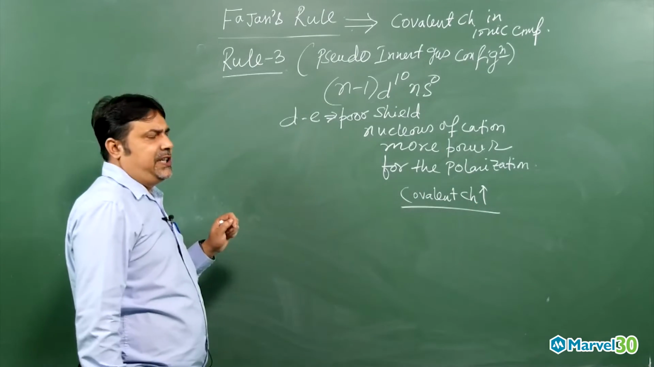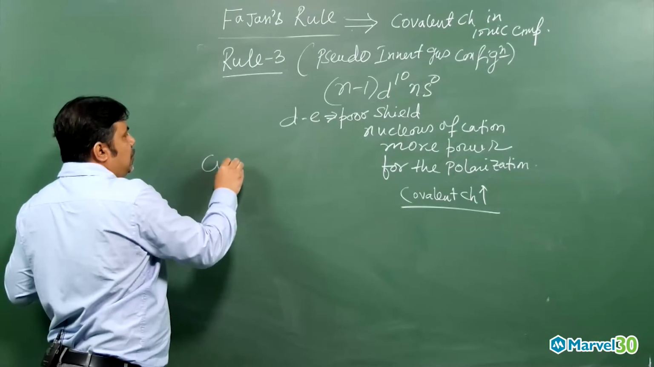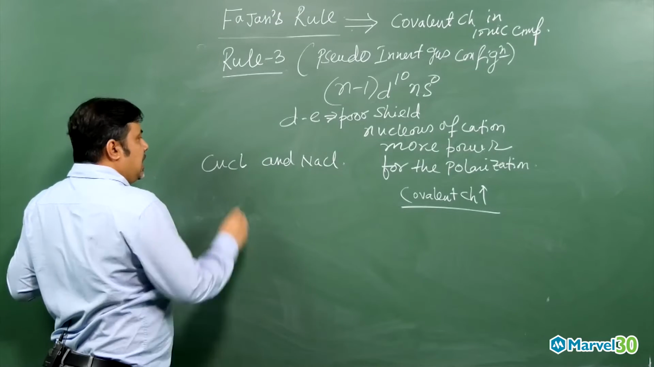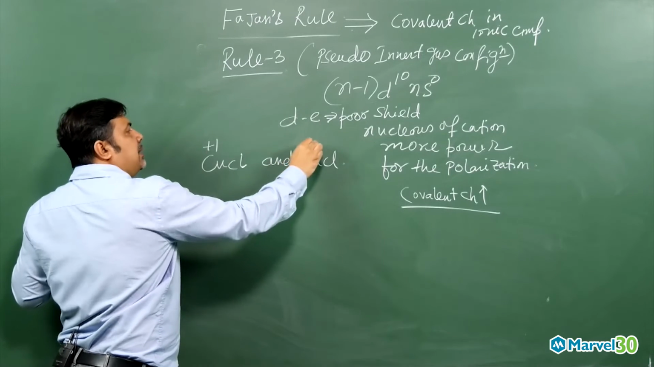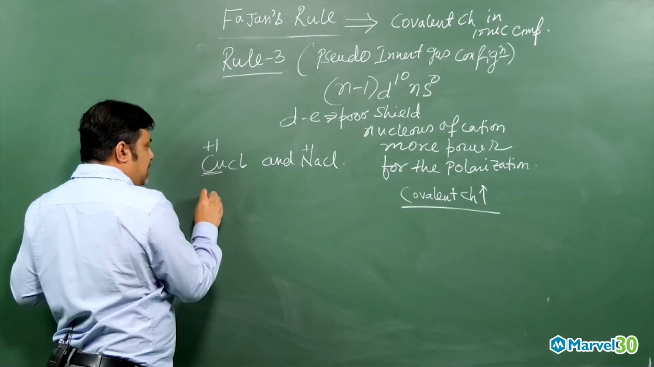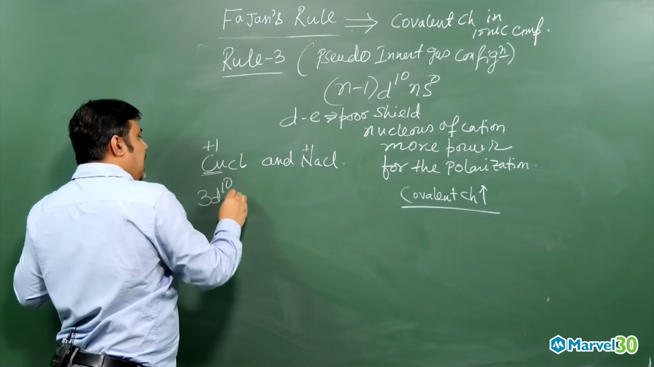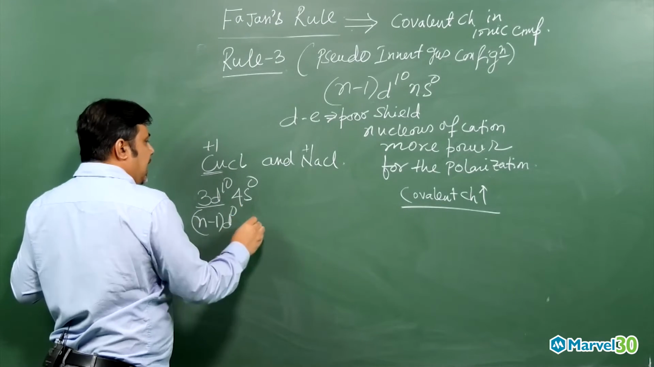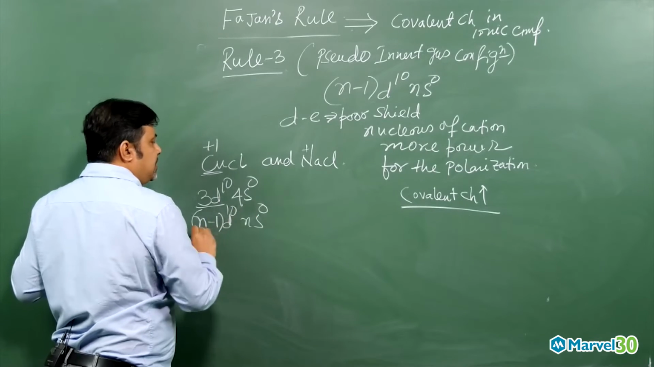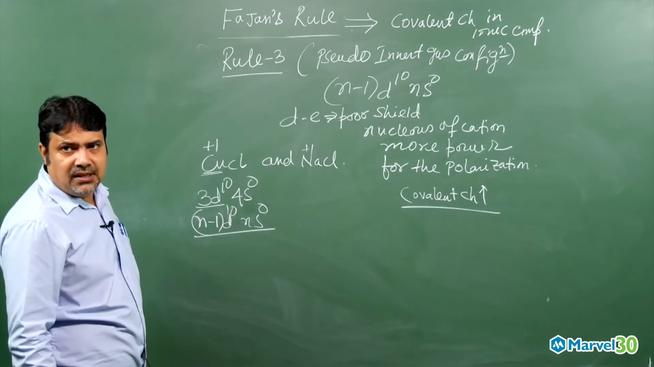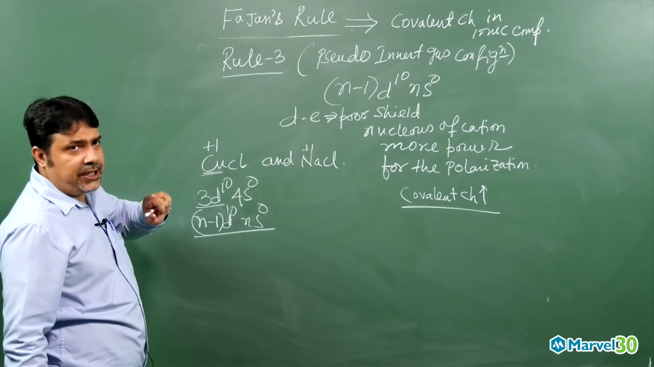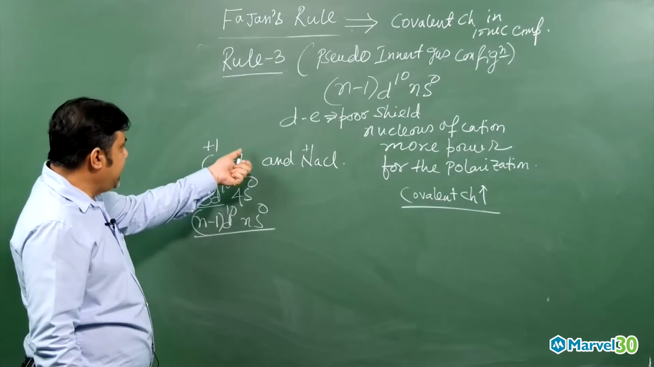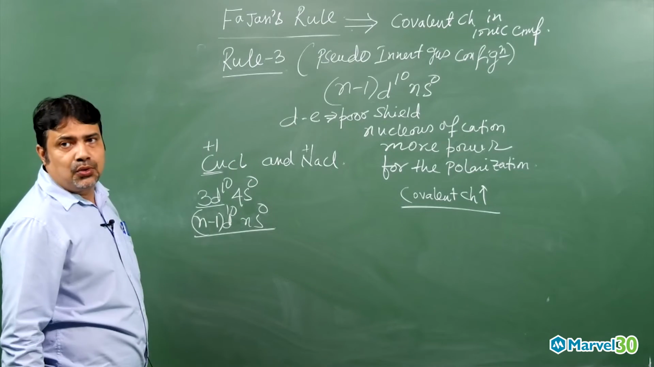This is Fajan's rule 3. If I take the example of CuCl and NaCl, which one will be more ionic? Here copper is in the +1 state, and sodium is also +1. The copper ion structure is 3d10 4s0. 3d10 is (n-1)d10 and this is ns0. This is a pseudo inert gas configuration. Because of this configuration, the copper ion nucleus is more powerful, which will take the electron density from the chloride towards itself.